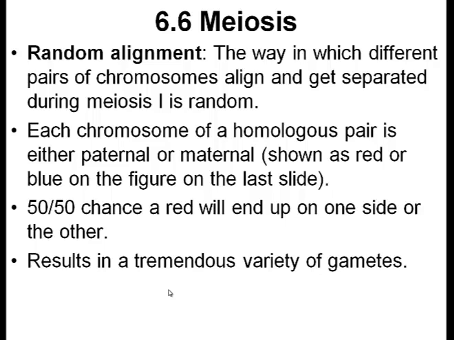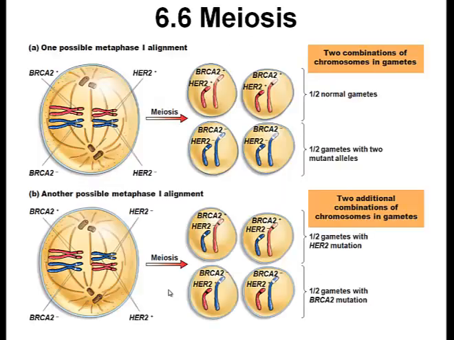And so what random assortment or random alignment says is that there's a 50-50 chance that one chromosome will end up on one side of that plate or on the other side of the plate. There's no rhyme or reason to how that occurs. And additionally, this is the most important thing, the way that the first chromosome lines up has nothing to do with the way that the second chromosome lines up. So let's look at a diagram that perhaps will help us with this idea.